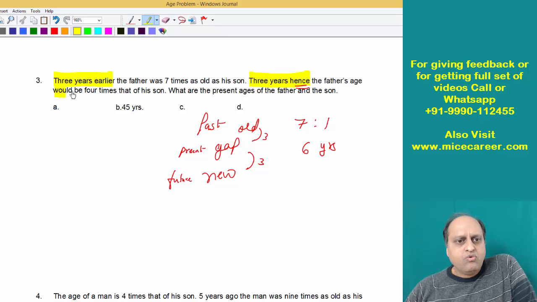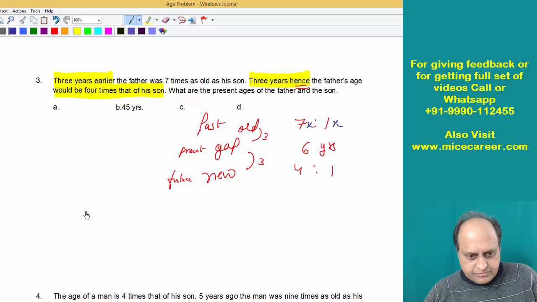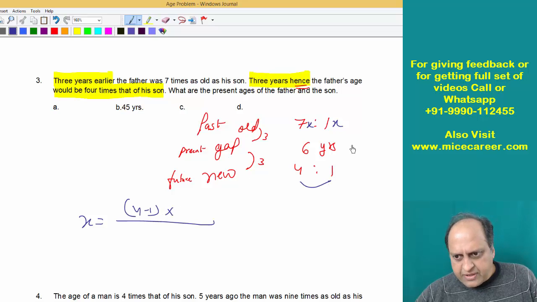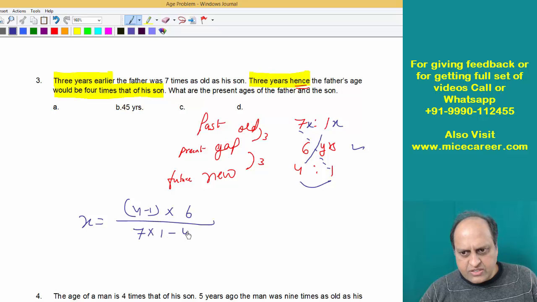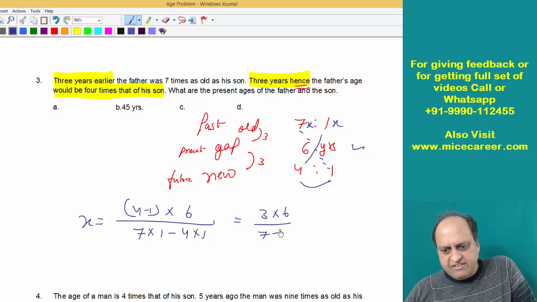Father will be 4 times the age of his son. So the new ratio will be 4:1. Now what you will do? You will multiply this with x and then you will solve x. So x is equal to, you remember, difference of this 4 minus 1 into gap. Gap is 6 upon cross multiplication. 7 into 1 minus 4 into 1. So you get 3 into 6 and in the denominator 7 minus 4 which is 3. So x becomes 6.